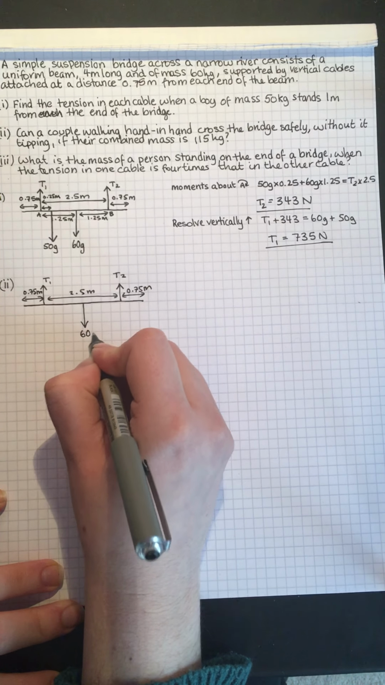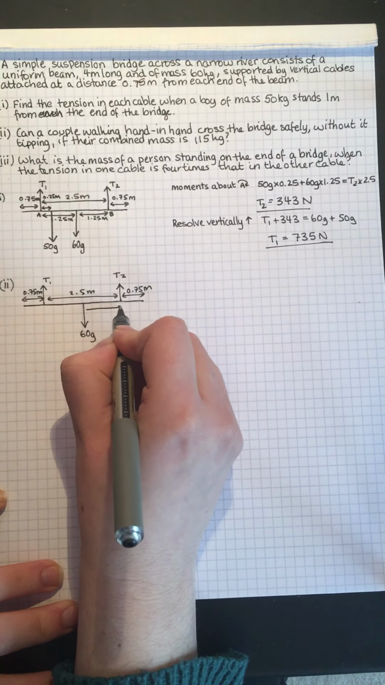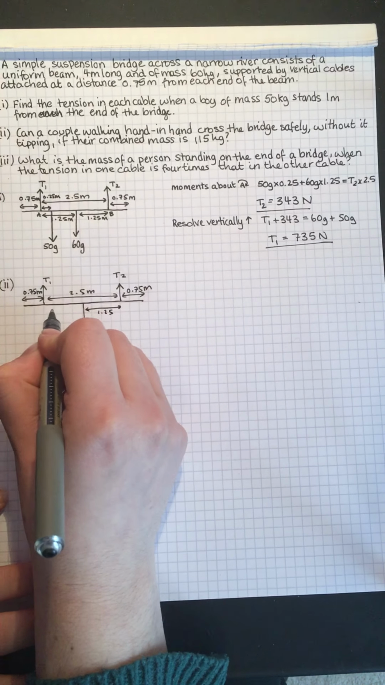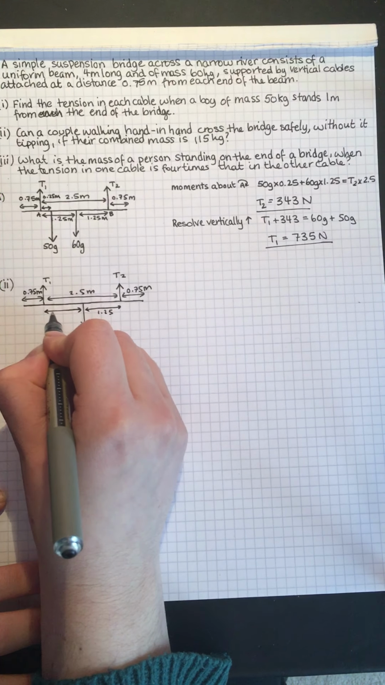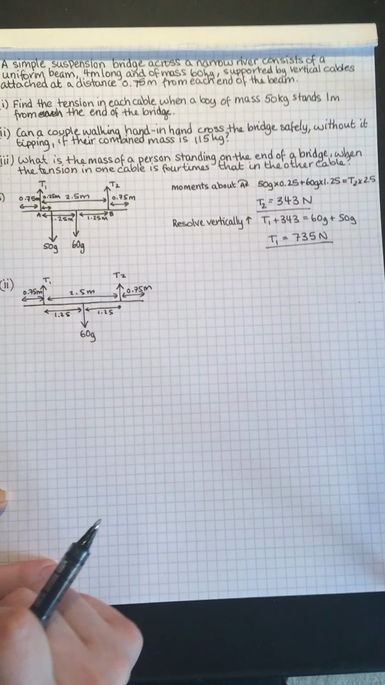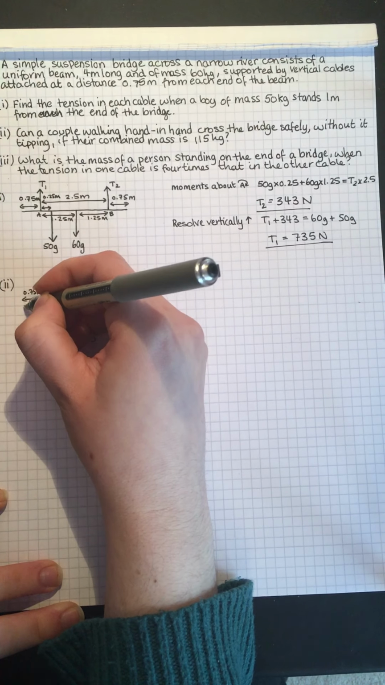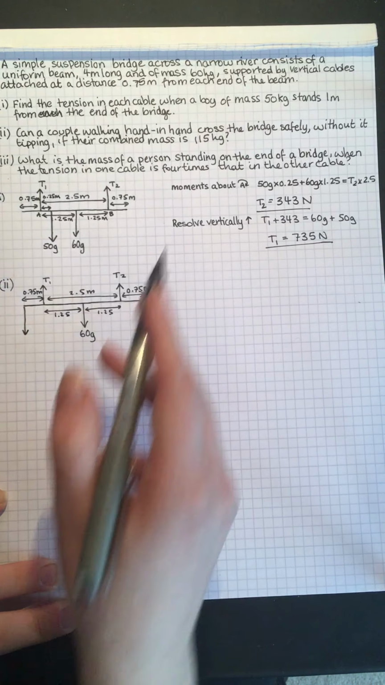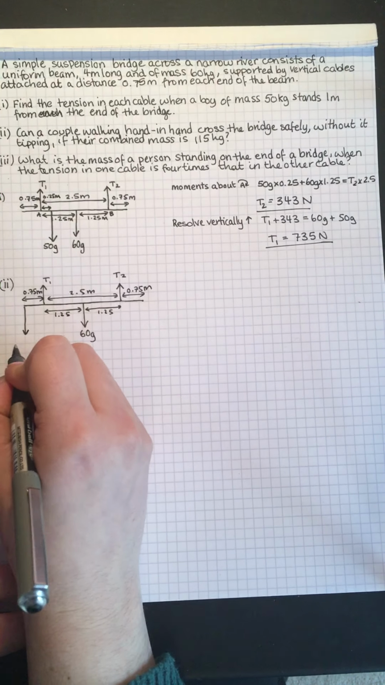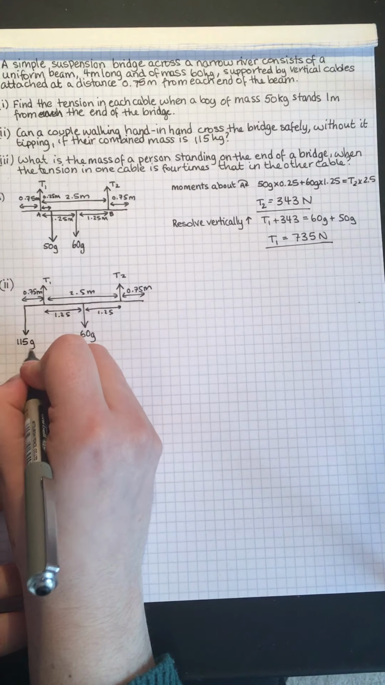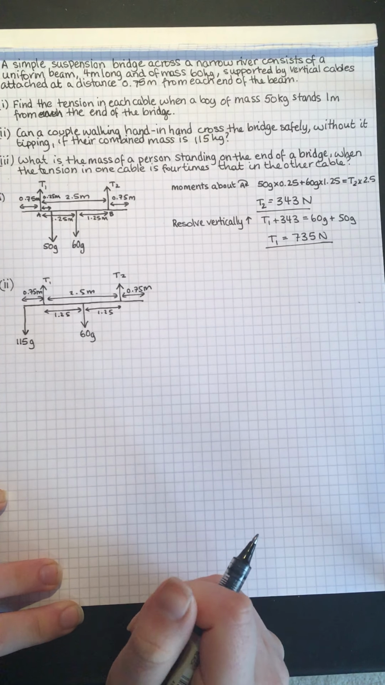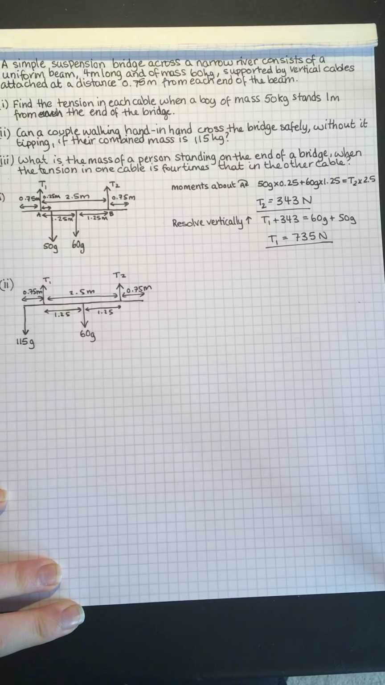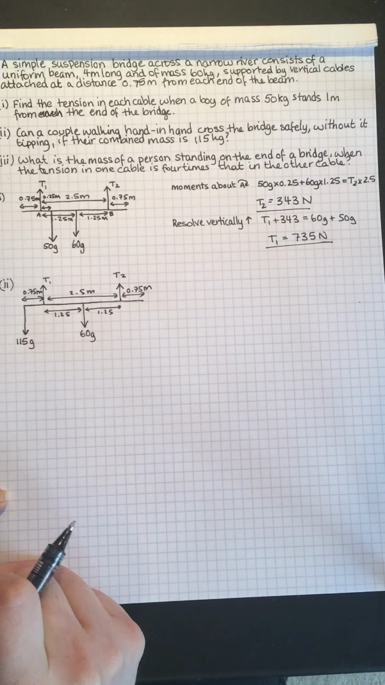The weight of the bridge is still acting down in the middle there. And now we're going to say that that couple is on the end of the bridge, and it says that their mass is 115 kilograms. Their weight is 115 g. So let's think then about what happens.